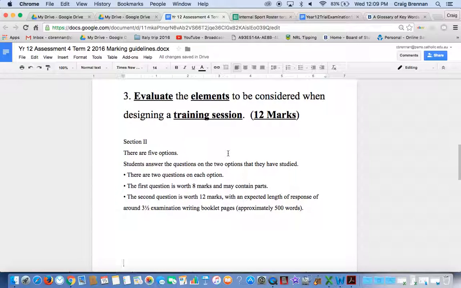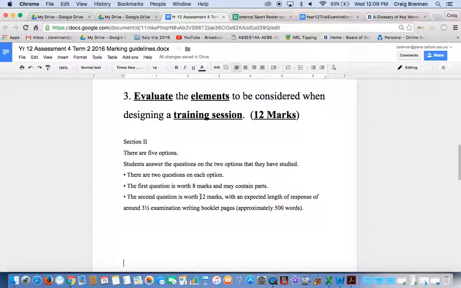The second thing I'd like to draw your attention to is this has come straight from the Board of Studies, from their assessment syllabus and their assessment rubrics. It says here that in section 2 there are 5 options. Students answer the questions on the 2 options they have studied. There are 2 questions on each option. The first one's worth 8 marks, and may contain parts.